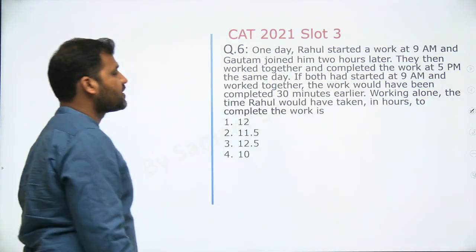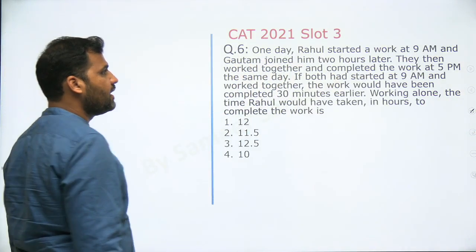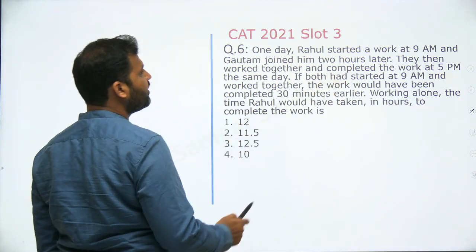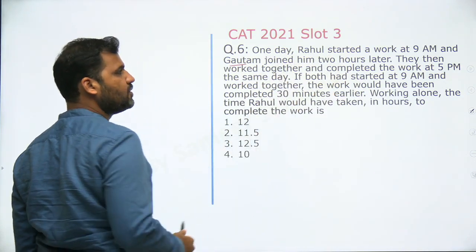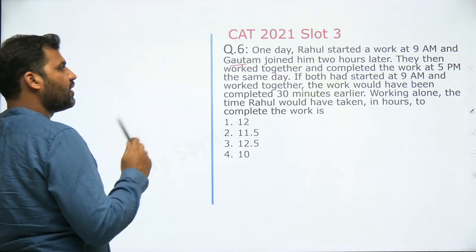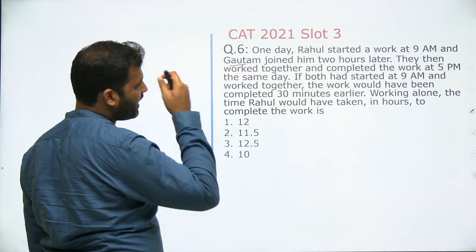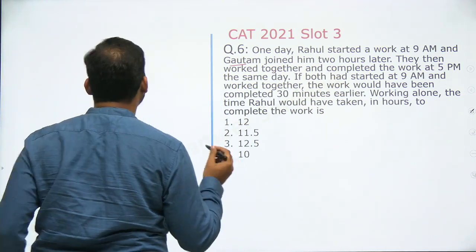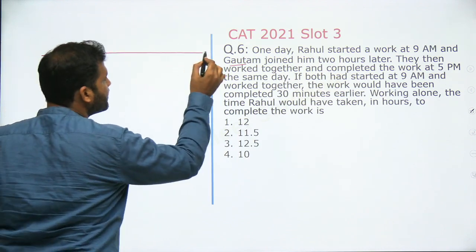Now let's move to the next question, number 6. One day, Rahul started a work at 9 a.m. and Gautam joined him 2 hours later. Then they worked together and completed the work at 5 p.m. the same day. This is also an easy question, situation-based question, right?